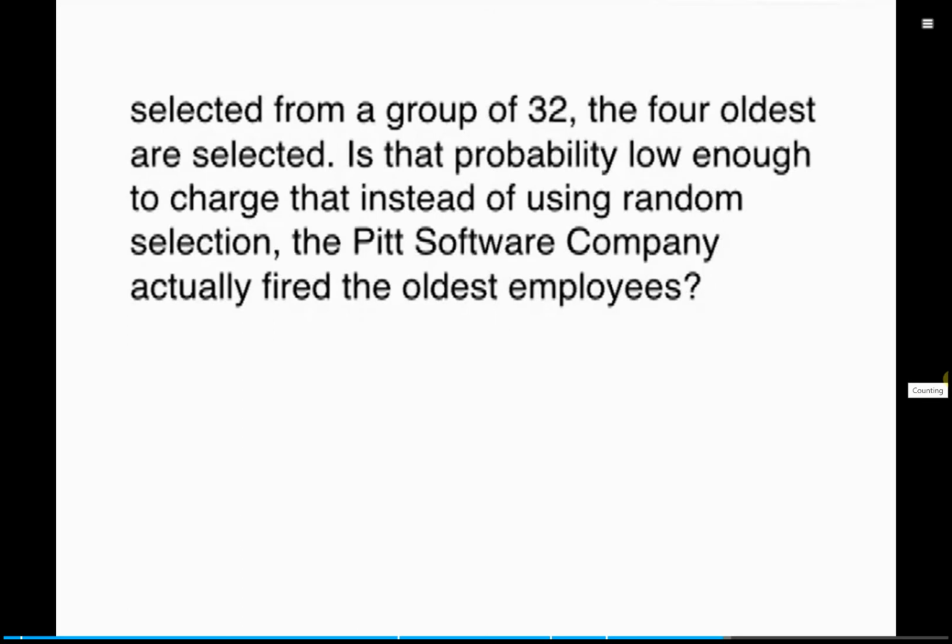So find the probability that when 4 of them are randomly selected from 32, the 4 oldest are selected. What's the chance that that would actually happen? Then after we do that, we'll say, is that probability low enough to charge that instead of using random selection, the Pitt Software Company actually fired the oldest employees?